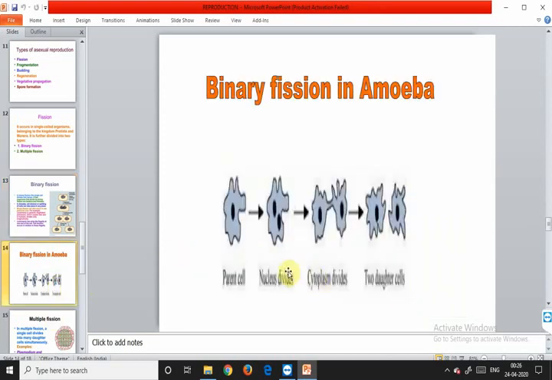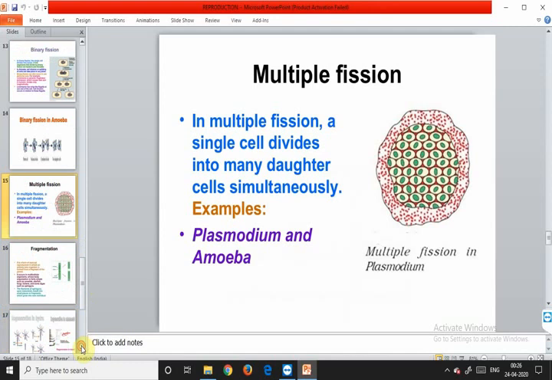This is the binary fission of amoeba, the simple one. There will be no equal division, but the plane could be from anywhere. That's why it is called simple binary. The other one is multiple. What is multiple fission? Multiple fission is the division of the parent into many daughter individuals simultaneously.